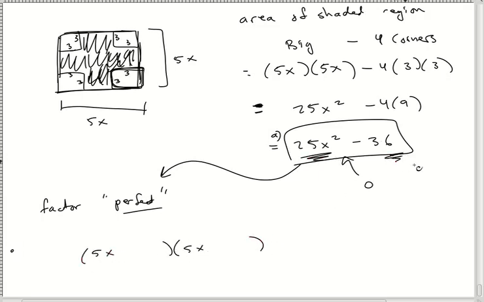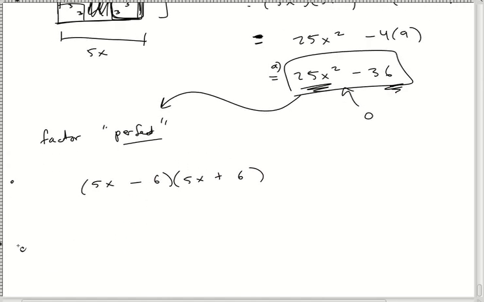What 2 numbers multiply to make a 36? 6 and 6. And notice again that I have a 0 in the middle, so I'm going to have a minus and a plus, because what happens is, again, they cancel. Let me show you that. I say it a lot, but let me show you that.